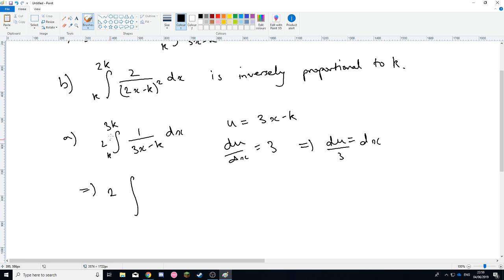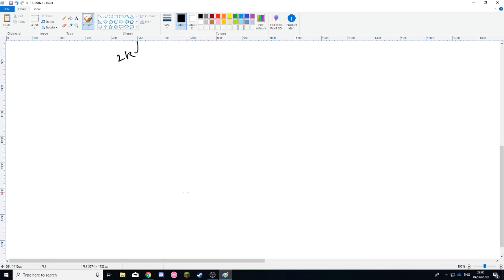Okay, now here because this is a definite integral, the limits are defined. You're going to have to make sure that you change your limits as well. So here the limits x equals 3k, so u will be equal to 3x minus k. So 3k minus k, that's going to be equal to 8k. So that's 8k, and then 3 times k minus k is 2k. 1 over u du.